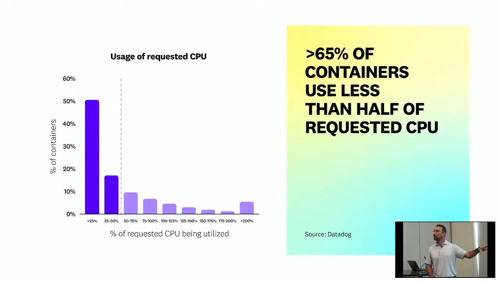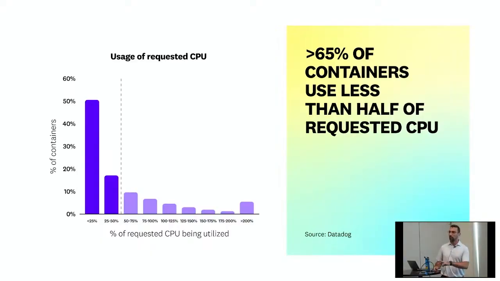This one was published by Datadog, where they asked Datadog customers how much CPU the containers that they provision actually use, out of the requests. And they showed that a lot of the containers we run at very low utilization, right? More than half of the containers run at a lot less than half of their requests.